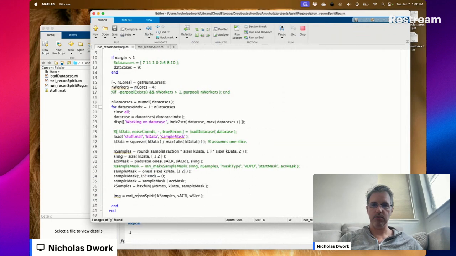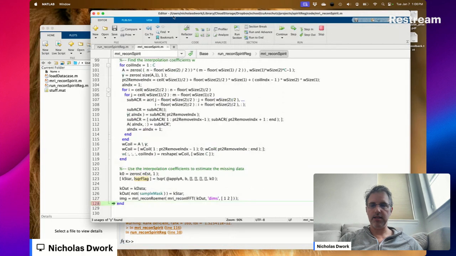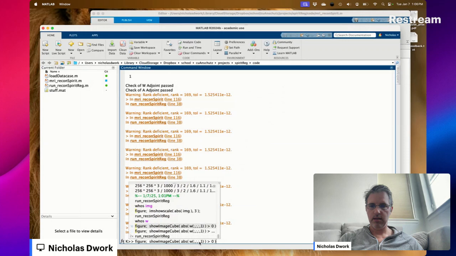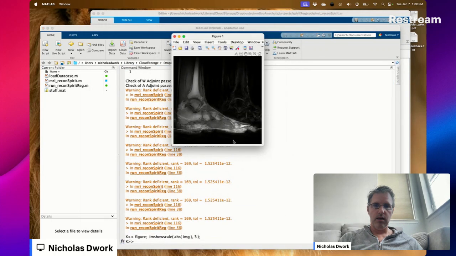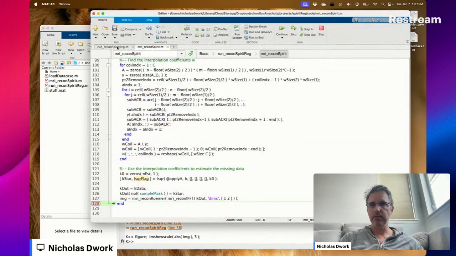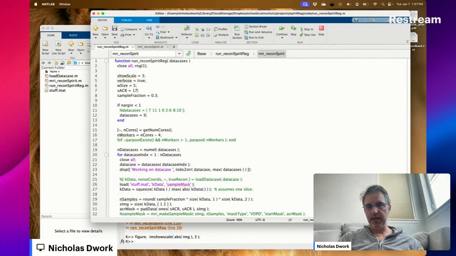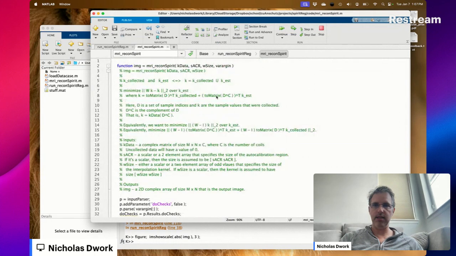Let's see what happens now. We're still rank deficient. Okay, we sort of got rid of this horizontal streak that was here earlier. So that's better. But this is still clearly bad. I mean, we've got significant aliasing over here, right? Just to recall, the size of the auto-calibration region is 17 by 17.